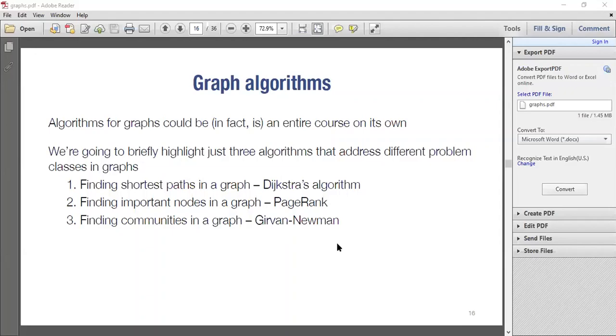The Girvan-Newman algorithm basically helps us to find communities. A community is basically, let's say on social media, a group of people who are interlinked with each other, but are not necessarily as linked with other people.